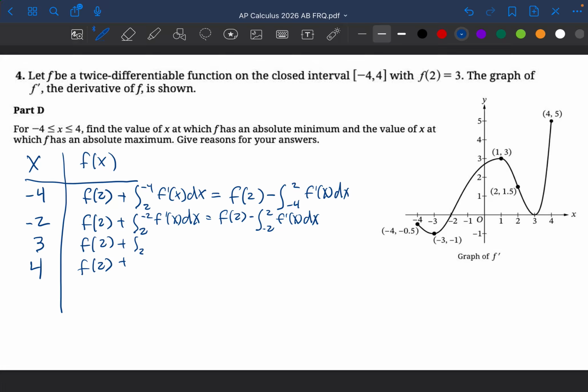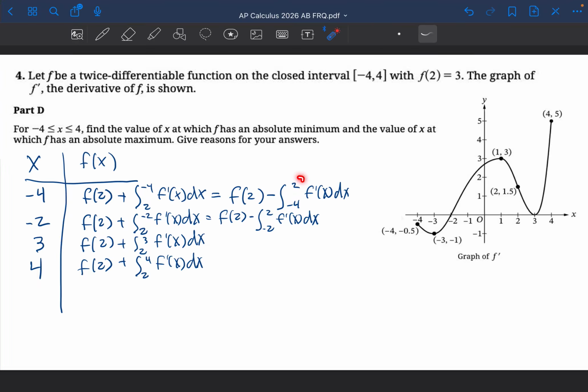Now for the third one, this integral is going to go from 2 to 3, so I have no need to flip this one. I'm just going to leave it as is. Same thing here with number 4: we've got 2 to 4, f prime of x dx. So now the issue is, these are what the values would be, but we have no way of figuring out the area. But what we can do is compare.